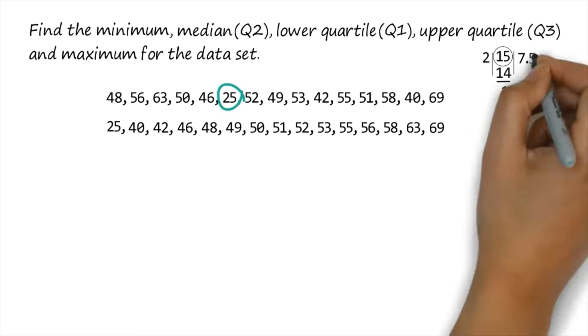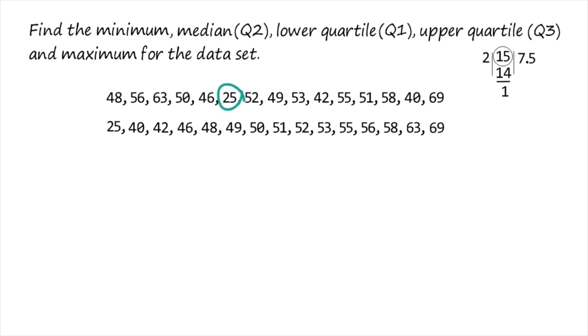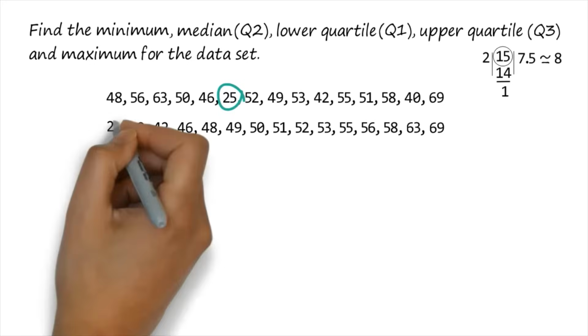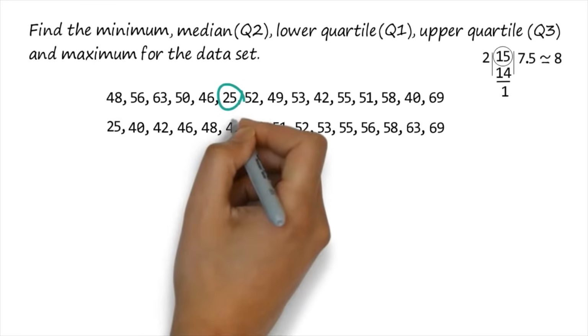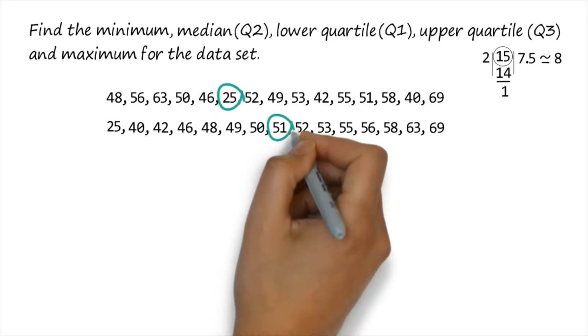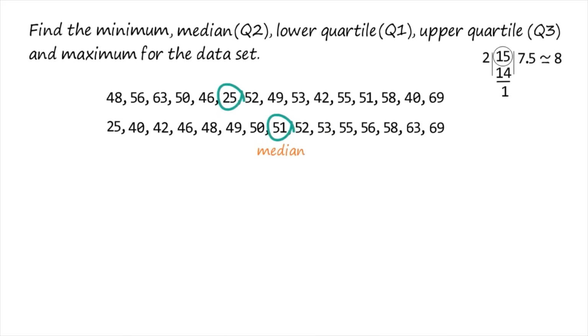That is 7.5, right? In that case, if you take the ceiling value of 7.5, it will be 8. So whenever you have an odd number of data points, divide the count by 2 and take the ceiling value, and whatever number you get, that position will be the median of the data, meaning 8. So let's check: 1, 2, 3, 4, 5, 6, 7, 8. So this is the median of the total data set. So this is the first thing.